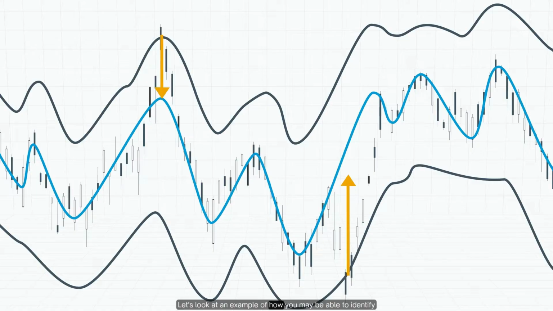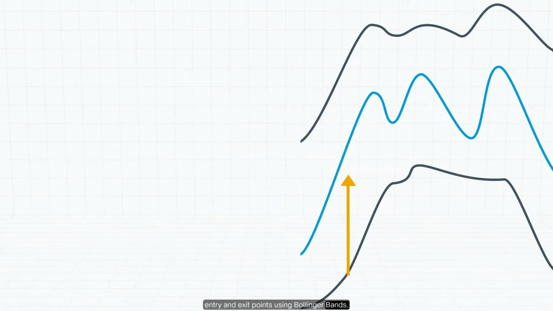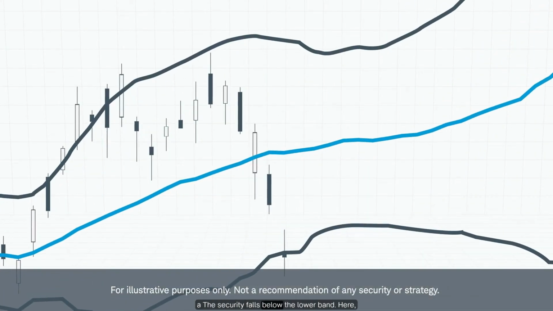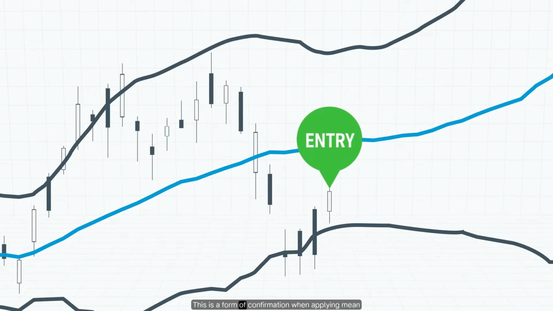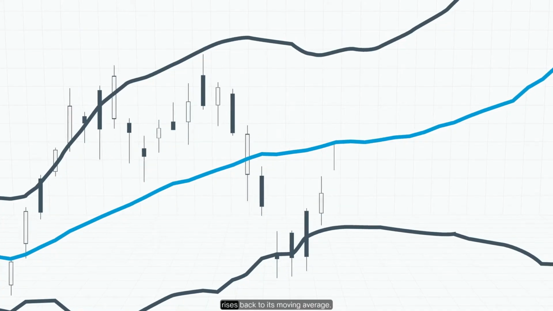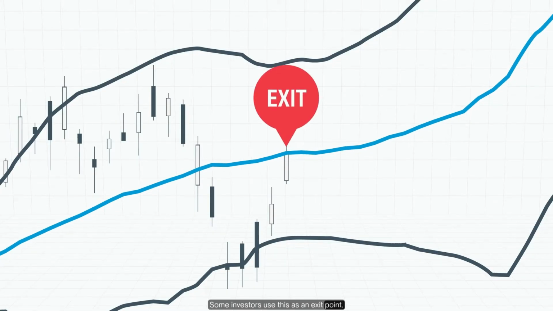Let's look at an example of how you may be able to identify entry and exit points using Bollinger Bands. A potential entry point can be set up when the price of a security falls below the lower band. Here, an investor might wait for the price to close back above the band before entering the trade. This is a form of confirmation when applying mean reversion strategies. A reversion to the mean is complete when the security rises back to its moving average. Some investors use this as an exit point.